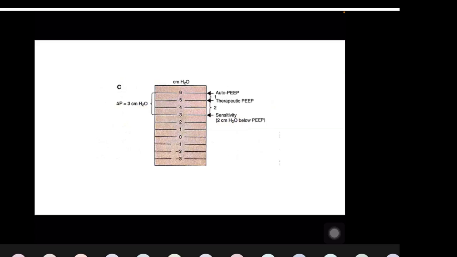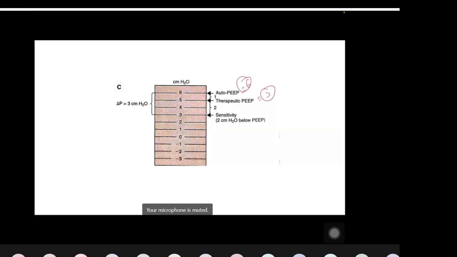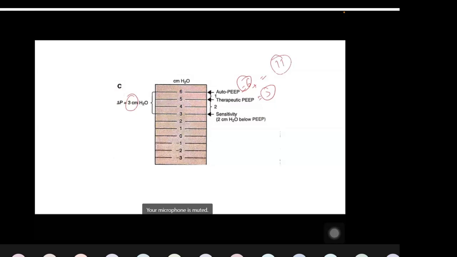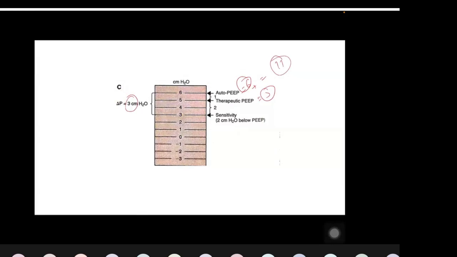Again, here the same patient: the trigger sensitivity is 2 and the auto PEEP is 6. We are applying a therapeutic PEEP of 5. What happens is that it will reduce the auto PEEP so that the patient requires less effort to trigger the breath. But the only problem is that the total PEEP now will reach 11, and that can lead to further complications. So that should be the last resort.